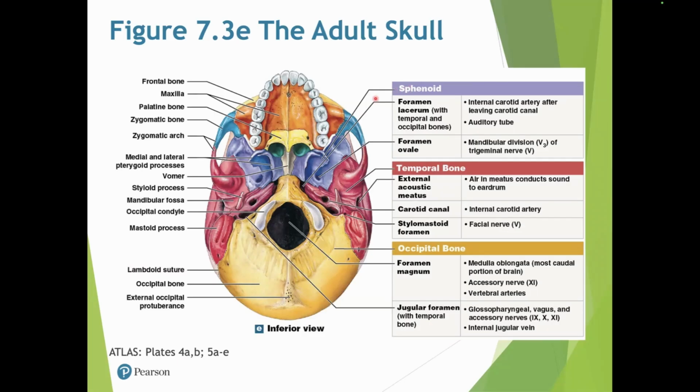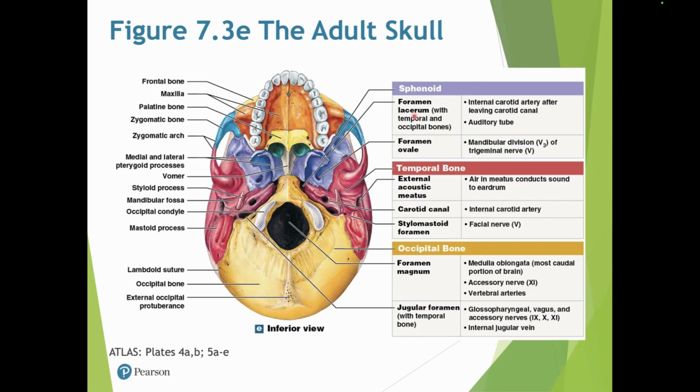So if you can find your sphenoid bone, okay? When you find your sphenoid bone, you will find towards the medial portion the foramen lacerum. Okay, so that is going to be found with the temporal and the occipital bones in between there. You also have your foramen ovale. Okay, so these have very specific functions in what they allow to be passed.